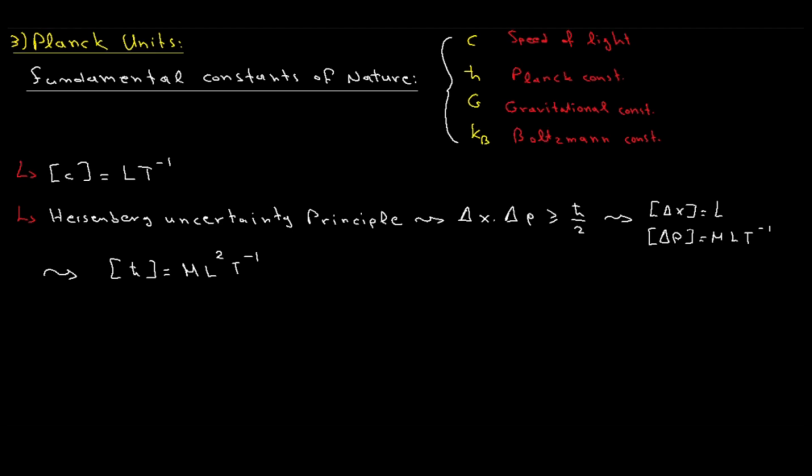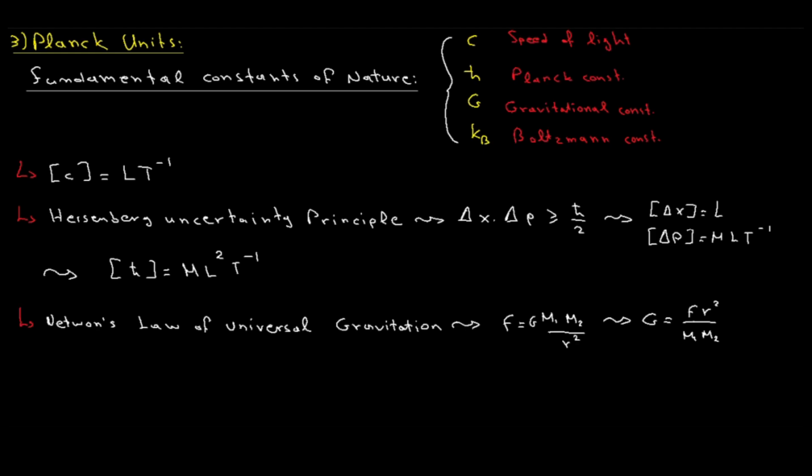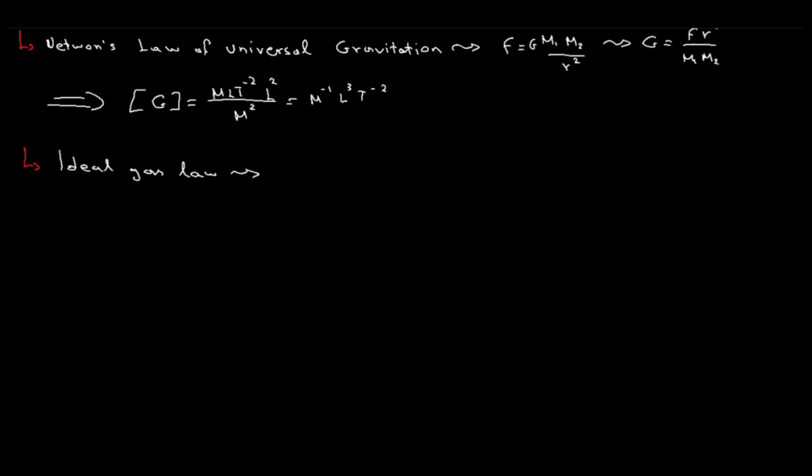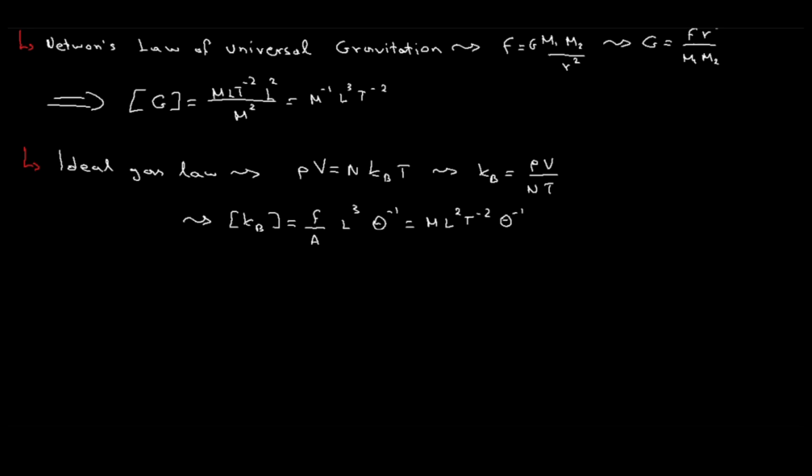For the dimensions of the gravitational constant, we can look at Newton's law of universal gravitation. By solving for g, we find that the dimensions are mass to the power of -1 times length cubed times time to the power of -2. Finally, for the Boltzmann constant, we can look at the ideal gas law. Solving for kb implies that the dimensions are mass times length squared times time to the power of -2 times temperature to the power of -1.